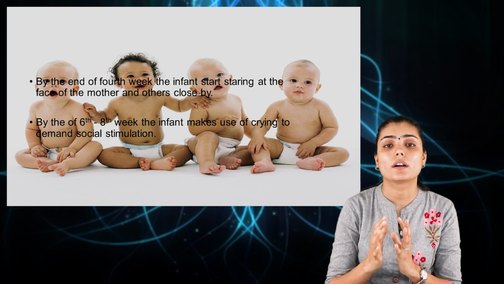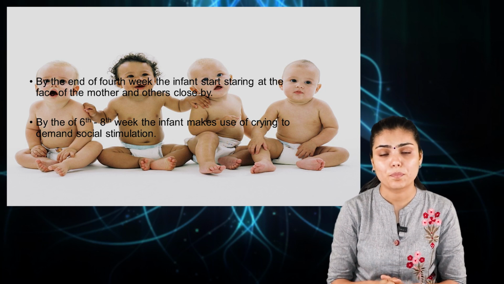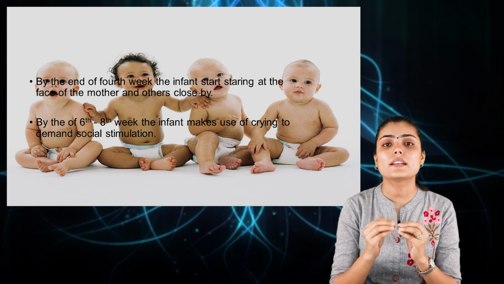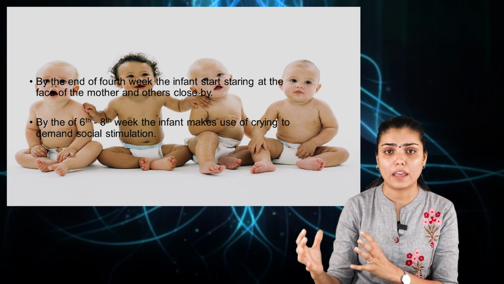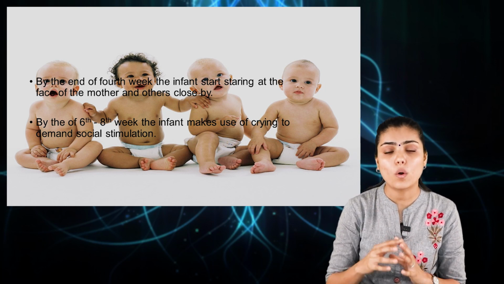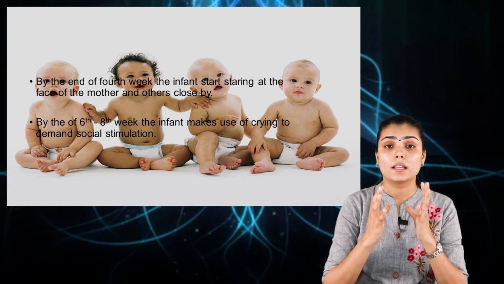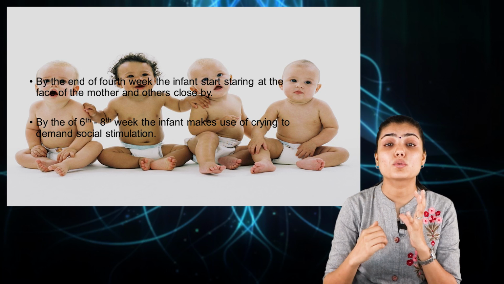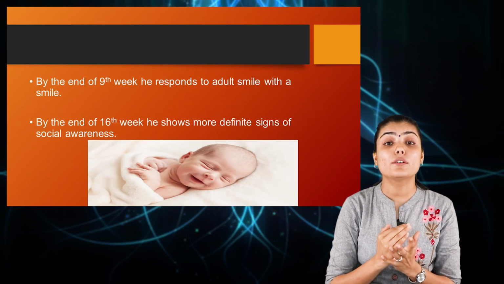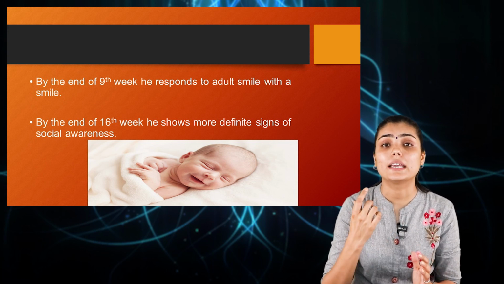face of his or her mother and other people who are close by. So for the first month, the infant doesn't show any kind of social behavior or social awareness. The infant starts to stare at the mother or someone nearby. By the sixth to eighth week, the infant starts to make use of cry to demand something that he or she wants.